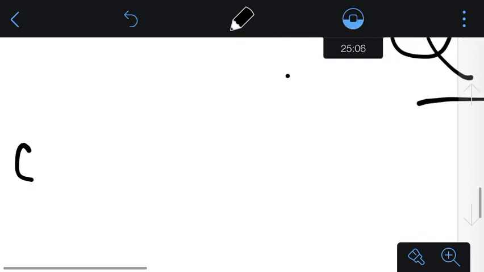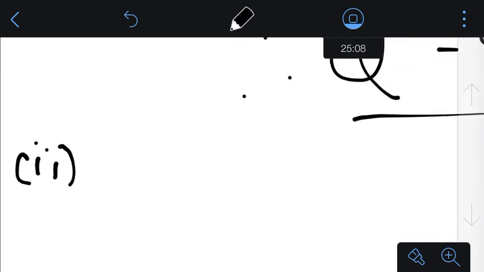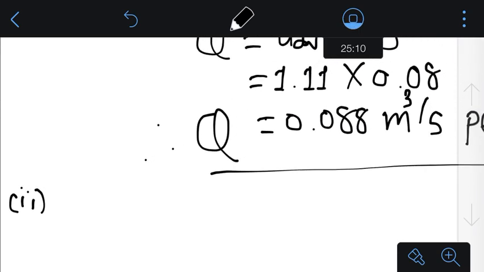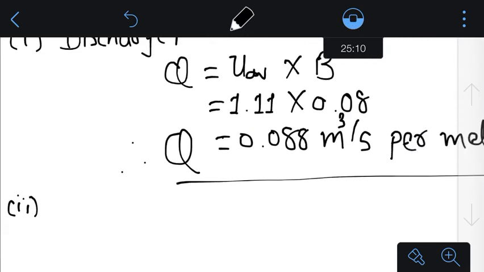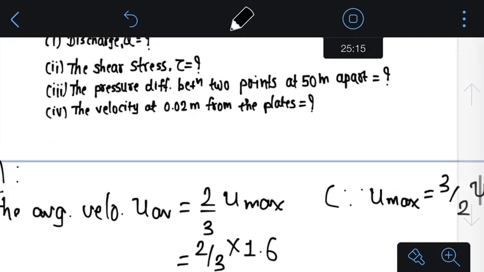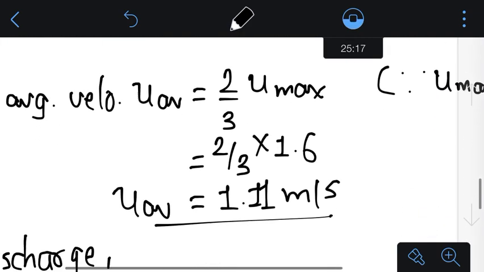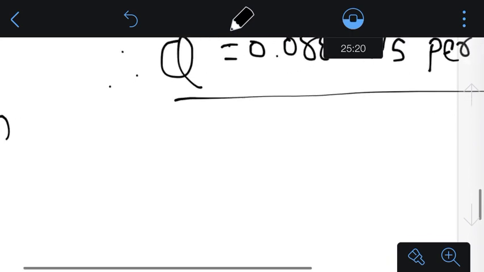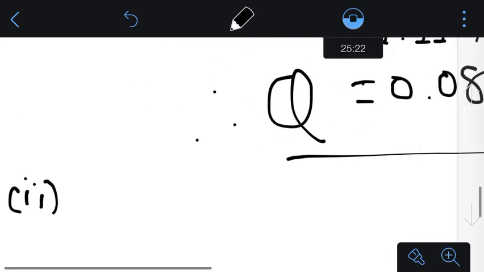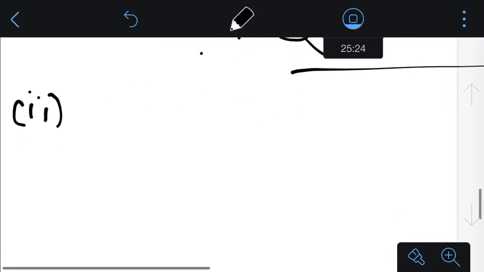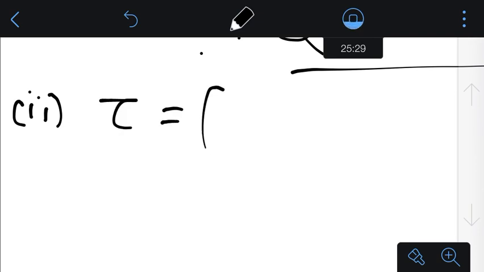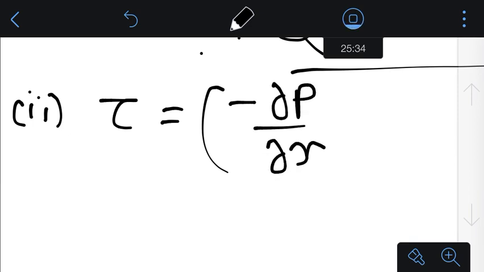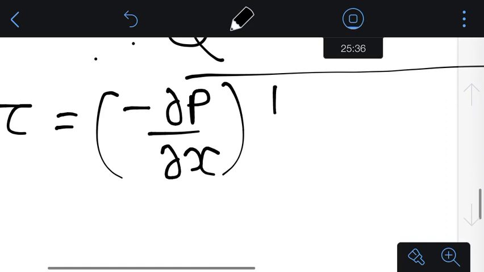Now moving further, the second objective. The second objective we have to calculate here is nothing but, no sorry, the shear stress at the plates, right? Yes, we have to calculate the shear stress at the plates. So the shear stress, if you remember the formula we have seen, tau is given by minus curly p upon curly x into b by 2. This was the equation we have seen.